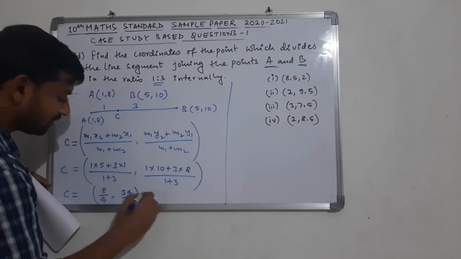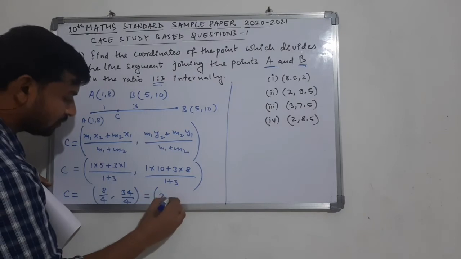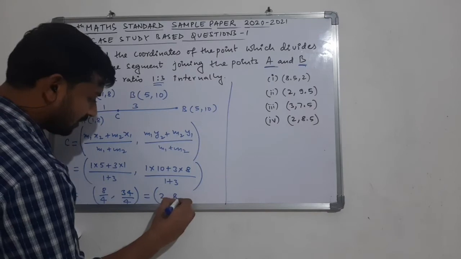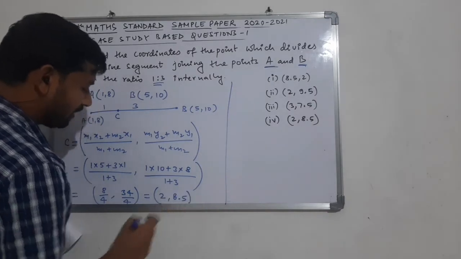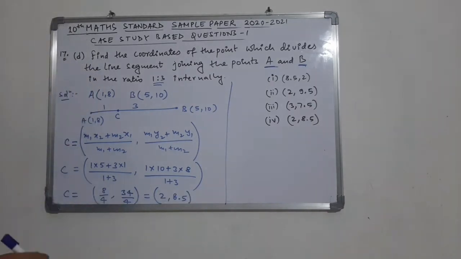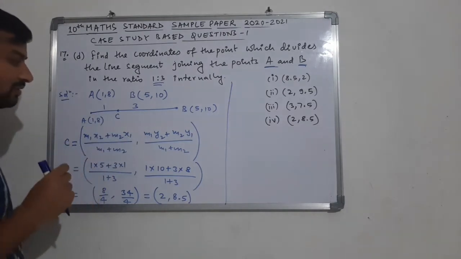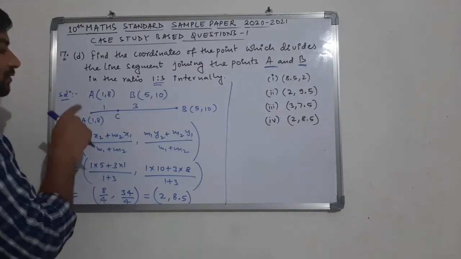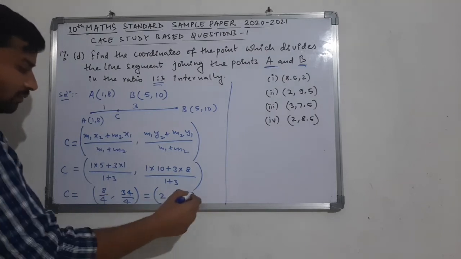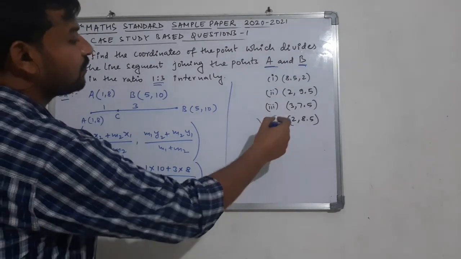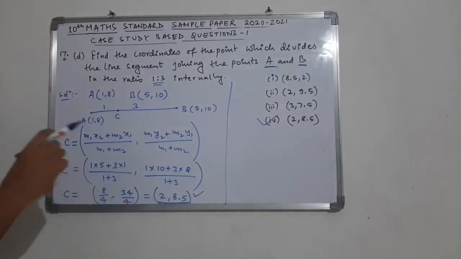So if we look at this, this is coming out to be 2. The second point is coming out to be, if we divide 34 by 4, we will be getting 8.5. So the coordinates of this point C, which will divide the points A and B by using section formula in the ratio 1:3, is coming out to be (2, 8.5). So the correct option here is the 4th, which is again a very simple formula based question.